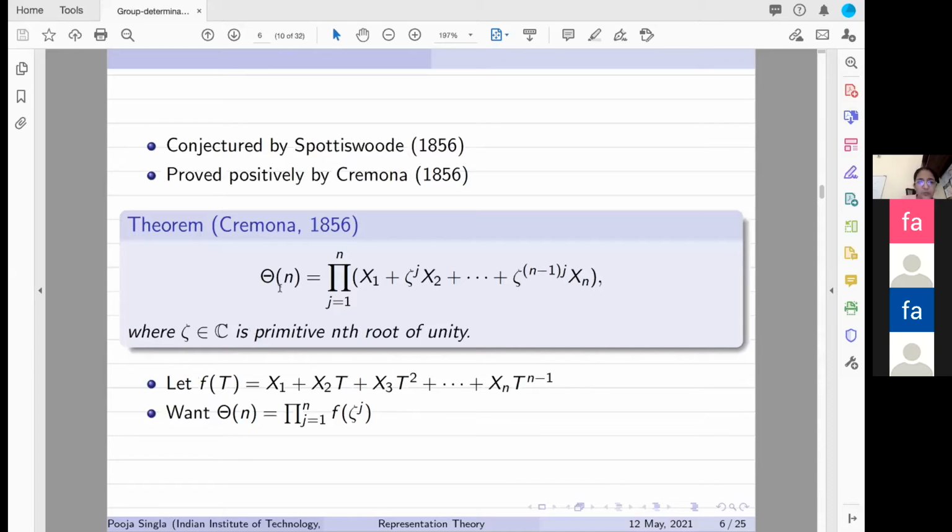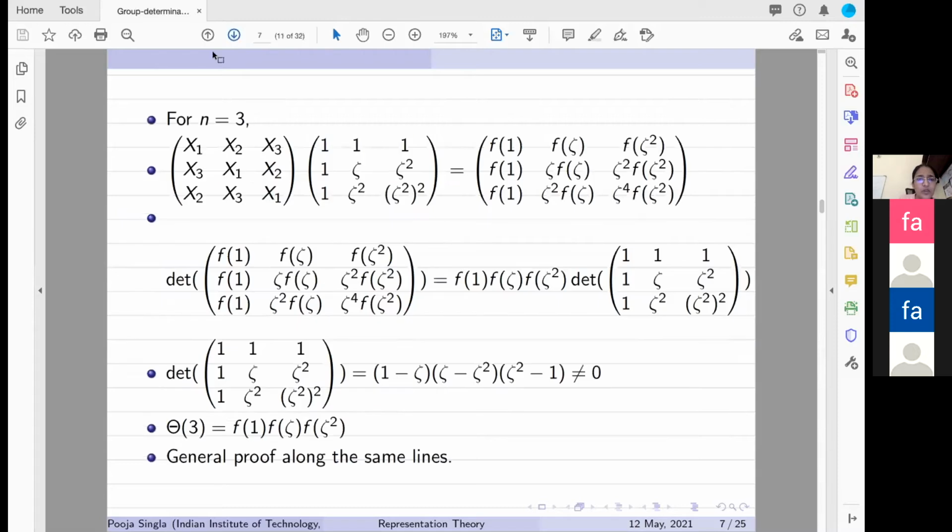What we want to prove, if I want to prove Cremona's result, is basically that theta n is a product of f(zeta^j), where I'm substituting zeta^j for t, with the product over j from 1 to n. Right? It is clear that just proving theta n is this product proves the result. So let's see how we prove it. I'll show you the proof for n equal to 3. The general proof is along the same lines.